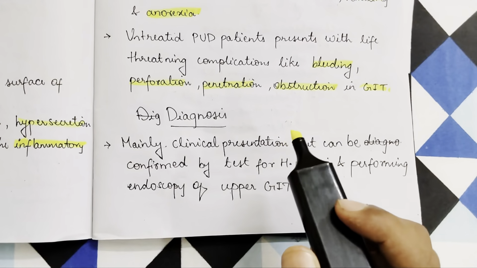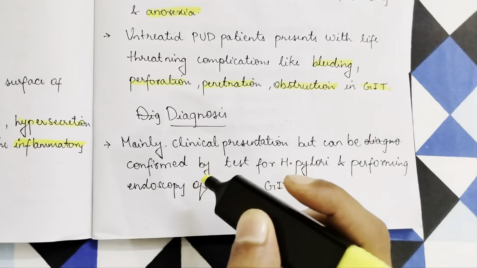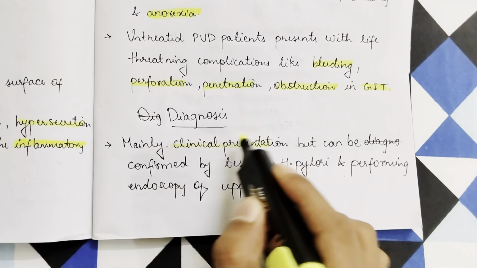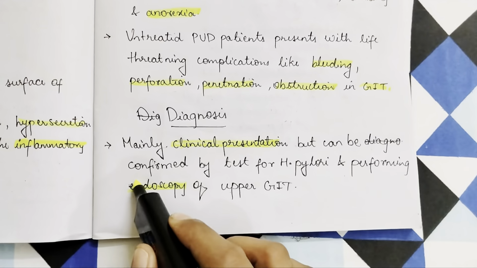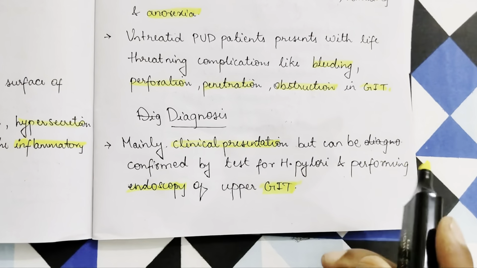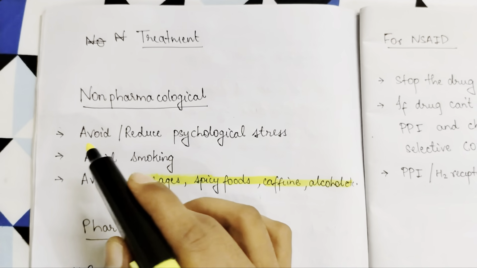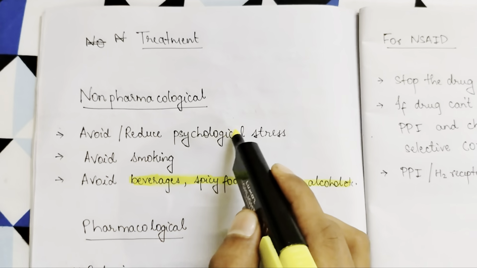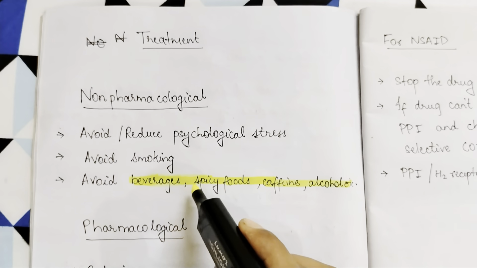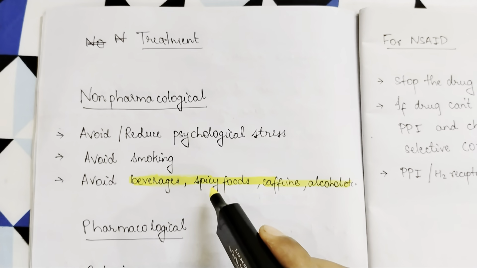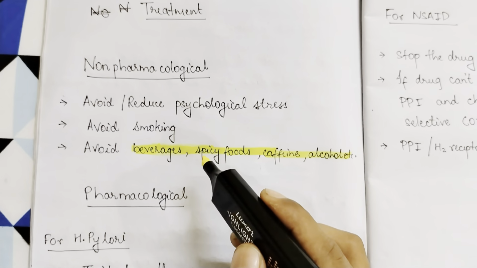Diagnosis of peptic ulcer disease is mainly by clinical presentation, and it can also be confirmed by test for H. pylori as well as performing endoscopy of the upper GIT. Treatment of peptic ulcer involves non-pharmacological therapy, which is to avoid or reduce the psychological stress, avoid smoking as well as to avoid beverages, spicy food, caffeine. It worsens the peptic ulcer disease, so it should be avoided.